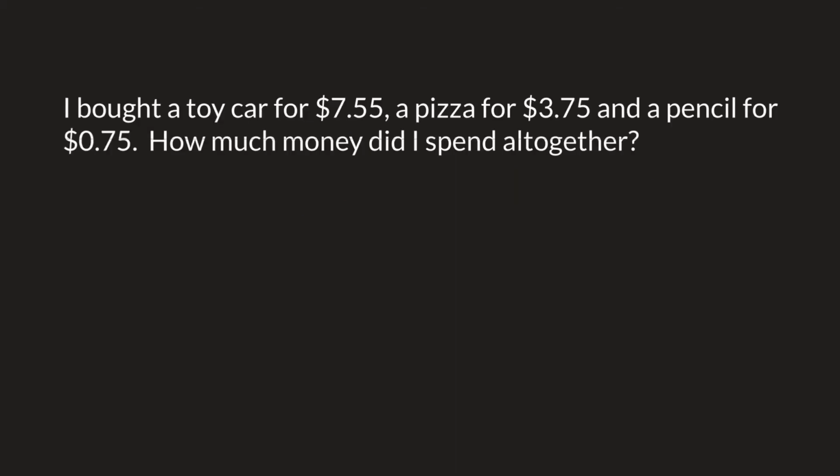Alrighty then. So I bought a toy car for $7.55, a pizza for $3.75, and a pencil for 75 cents. How much money did I spend altogether? So again, I'm going to line up my decimal. The first number I have here is $7.55. The next number is $3.75. And the next number is 75 cents, so 0.75. Okay, I didn't put the $ sign. Actually, I'll do it now.